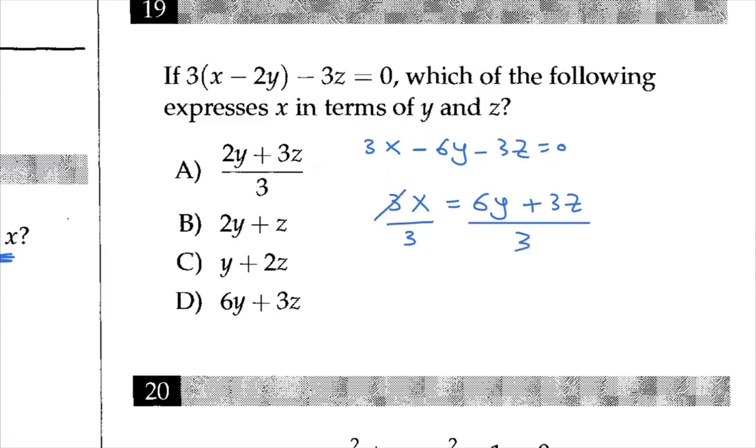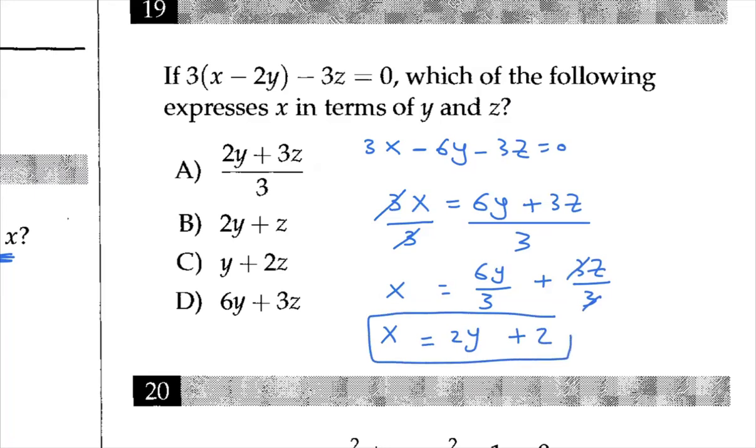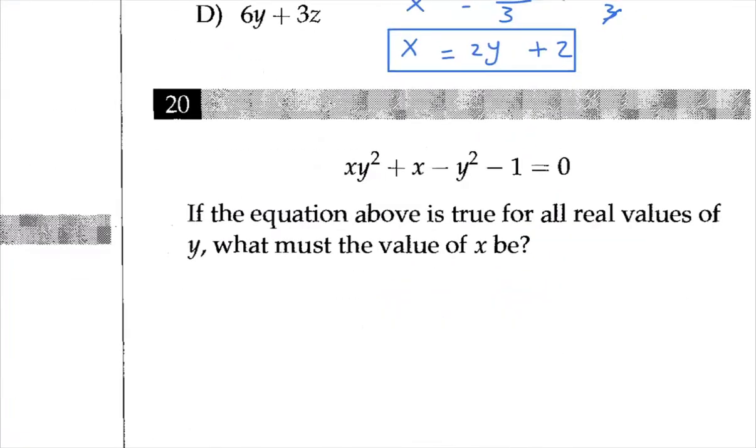So this cancels this, and here we have x. Can we distribute? Yes, we can distribute. So it will be 6y over 3 plus 3z over 3. X equals 6 over 3 is 2, and plus 3, cancel the 3. Here we will get z. So the value of x is 2y plus z, which is answer number B. Question number 20.